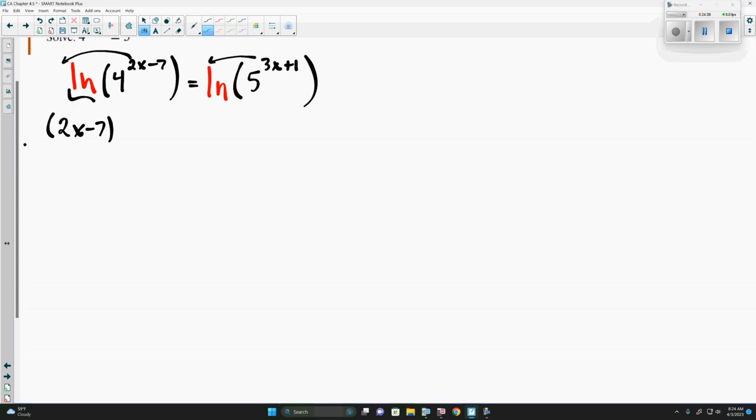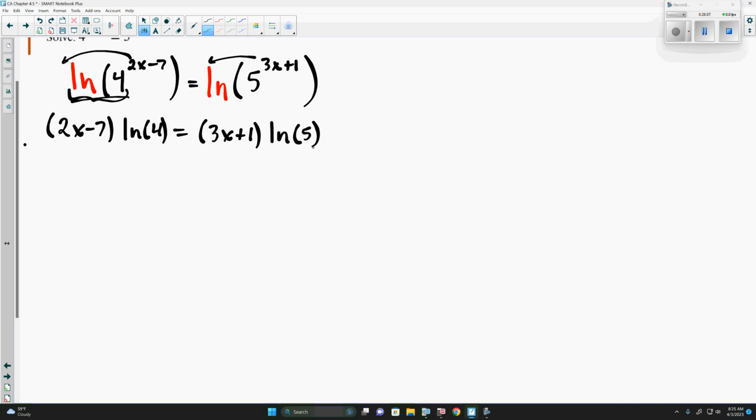Well, will ln of 4 simplify to 1? No, because the base is not e. If this was ln of e, then it would. So here we still have ln of 4 is equal to, we'll move the 3x plus 1 times ln of 5. Now the goal of this and what we're doing is trying to get x by itself.